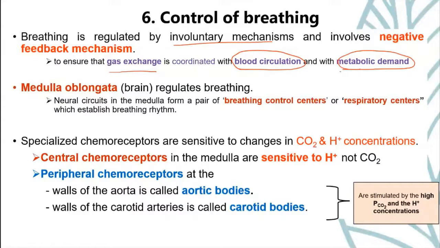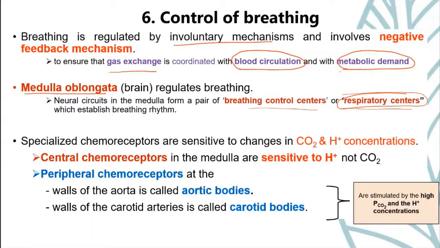Okay, so this is controlled by the region in your brain which is the medulla oblongata. Okay, so medulla oblongata regulates your breathing. So the neural signaling in the medulla forms a pair of breathing control centers or the respiratory centers. Okay, nama lain ni lah kan. So in the medulla oblongata that is responsible for breathing kan. So it is the respiratory centers in the brain.